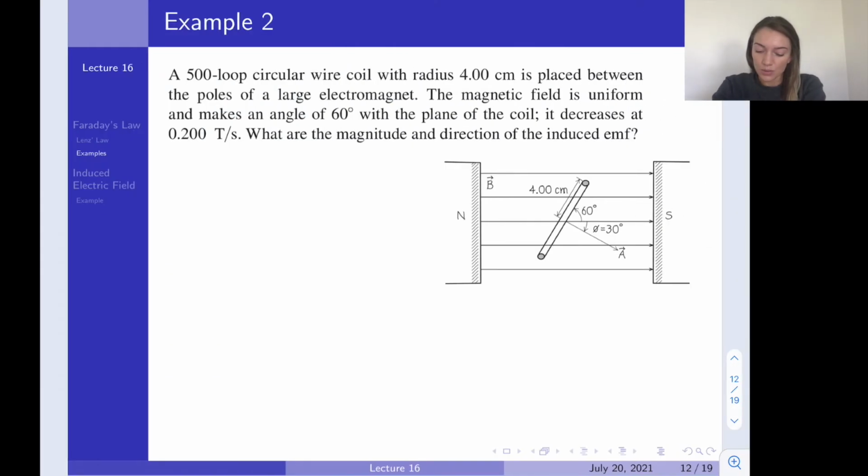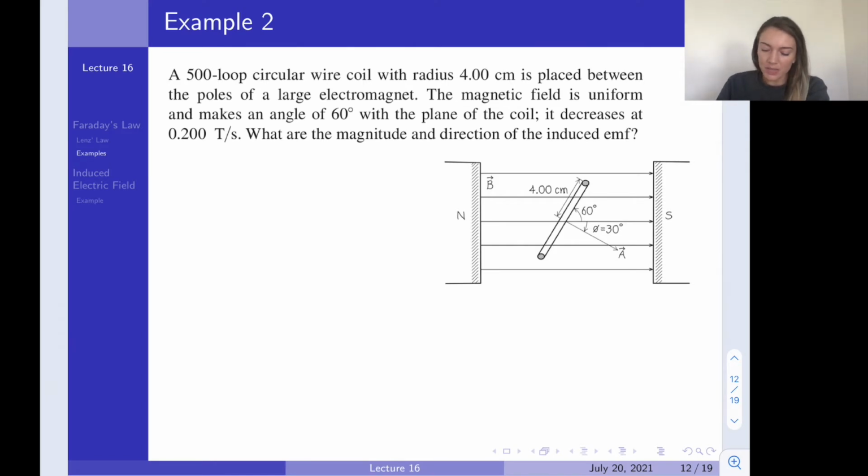Now, let's do another example here. So we have a 500 loop circular wire with a radius of 4 centimeters. So this radius is 4 centimeters. It's placed in between the poles of a large electromagnet. The magnetic field is uniform and makes an angle of 60 degrees with the plane of the coil. So we have our coil here. The area vector is perpendicular to our coil. And the magnetic field decreases at 0.2 Tesla per second. What are the magnitude and direction of the induced EMF?